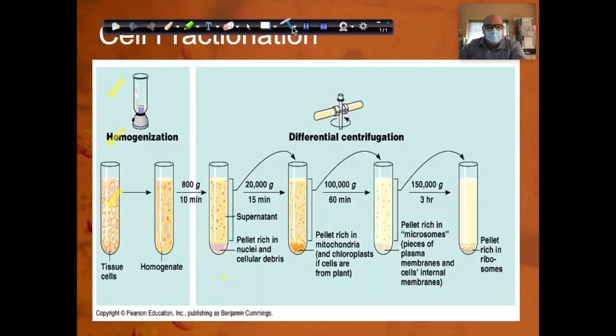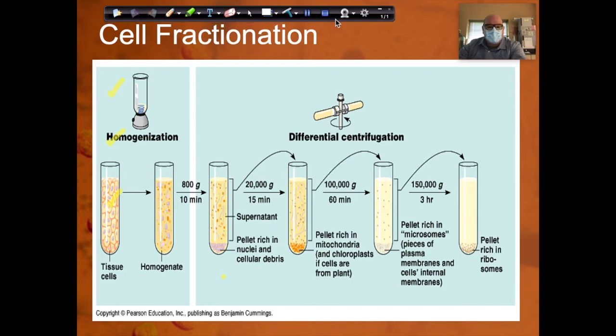So here's what the cell fractionation looks like. You take the cell and you homogenize it. And what that basically means is you put it in a blender and break it into tiny pieces. So you could do that with, say, liver cells and make what's called a homogenate. Then you're going to centrifuge this multiple times. So you'll centrifuge it and you'll draw out the top portion, centrifuge it, draw out the top portion, and you'll keep doing that over and over and over again.